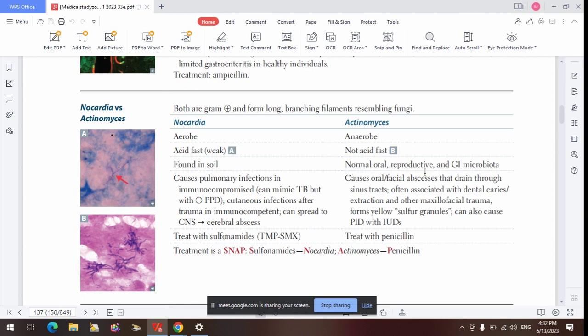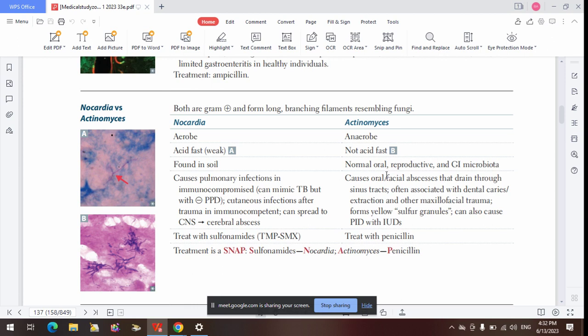So you can find them within the urethra and those places. You can find them within the vagina, reproductive tract, and you can find them in the mouth. But particularly in 70% of the cases, they are notorious for causing cervicofacial abscesses. So the most common form of infection from actinomyces is the one that affects the face and the neck, the head generally, cervicofacial.